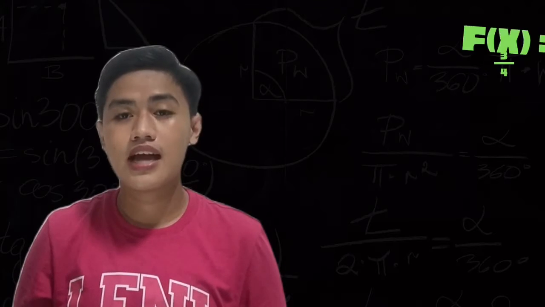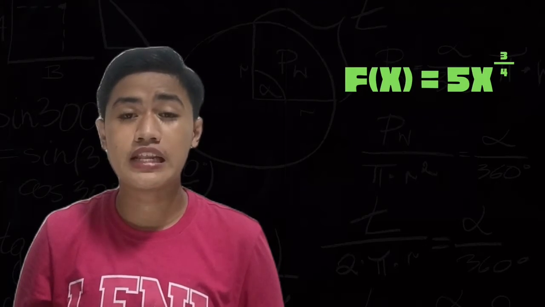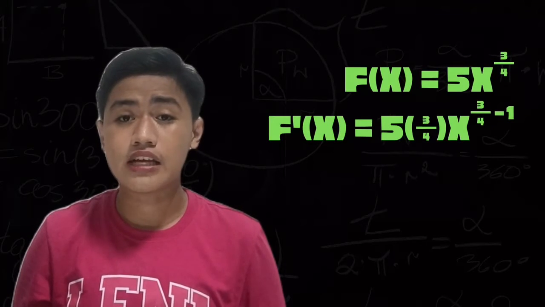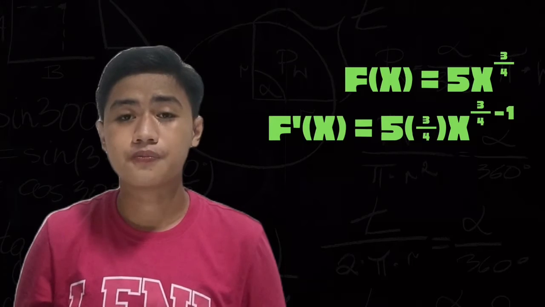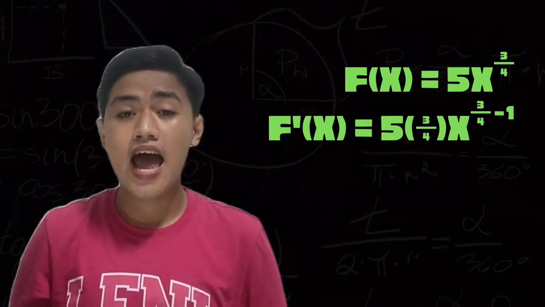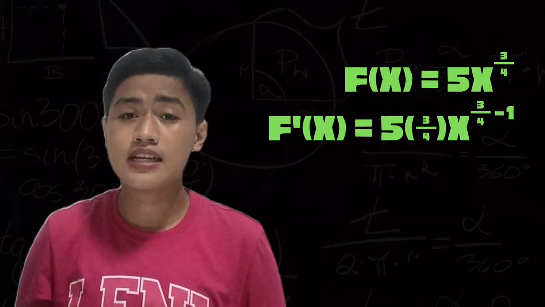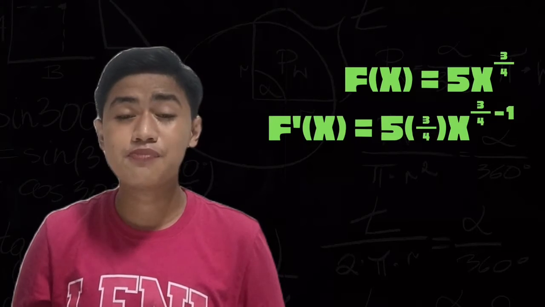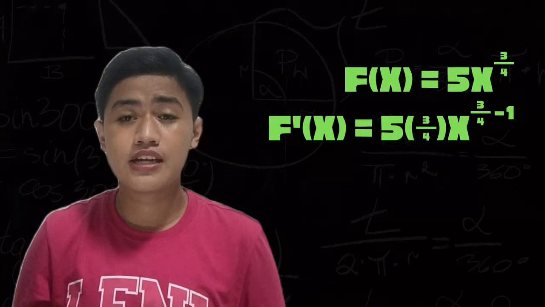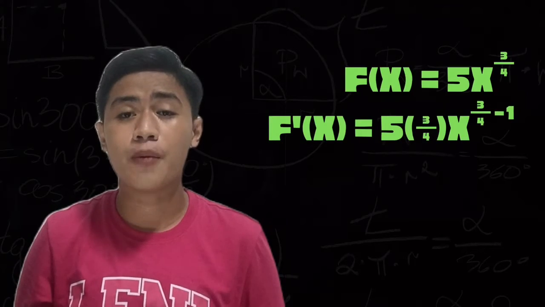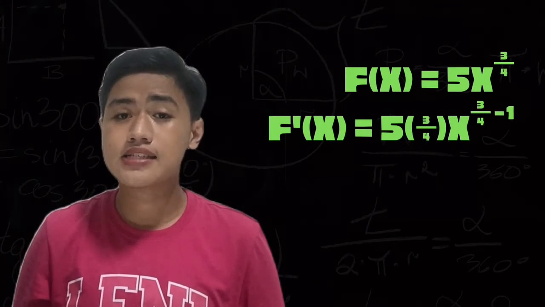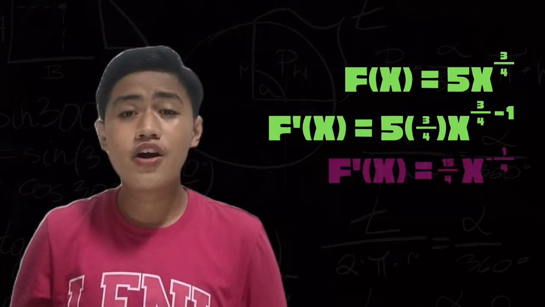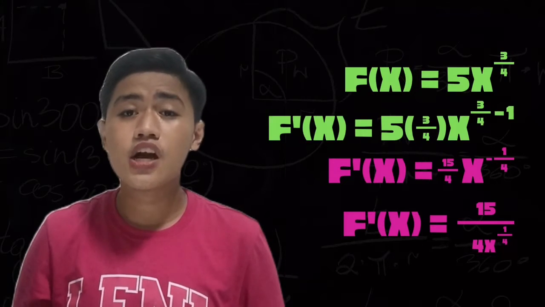So how do we do that? For example, f of x is equal to 5x raised to 3 over 4. First, we separate 5 and then get the derivative of x raised to 3 over 4 by using the power rule. Then it becomes f prime of x equal to 5 times 3 over 4 x raised to 3 over 4 minus 1. In this manner, we can now multiply 5 times 3 over 4 as well as subtract 1 from 3 over 4, and have our answer as 15 over 4 x raised to negative 1 over 4, or rewrite it as 15 over 4x raised to 1/4.